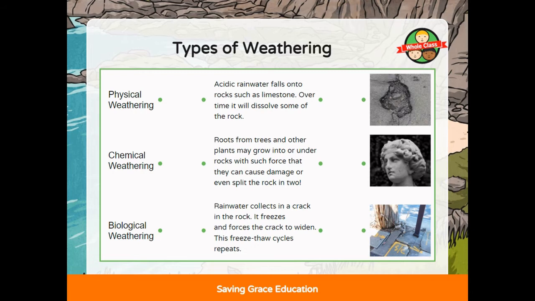Now let's match the type of weathering to the description in the middle column of the slide and to the picture example. Physical weathering. Rainwater collects in a crack in the rock. It freezes and forces the crack to widen. This freeze-thaw cycle repeats. Chemical weathering. Acidic rainwater falls onto rocks such as limestone. Over time it will dissolve some of the rock. Biological weathering. Roots from trees and other plants may grow into or under rocks with such force that they can cause damage or even split the rock in two.